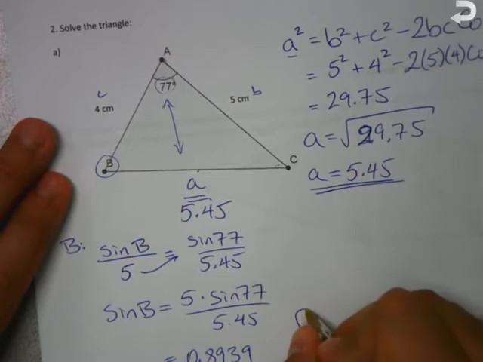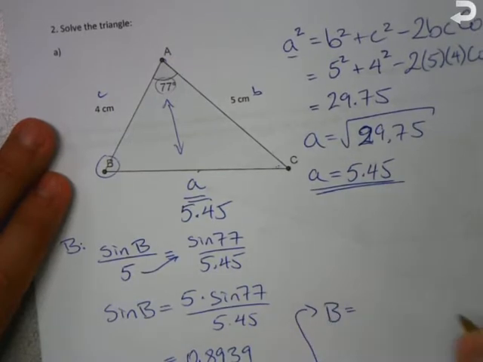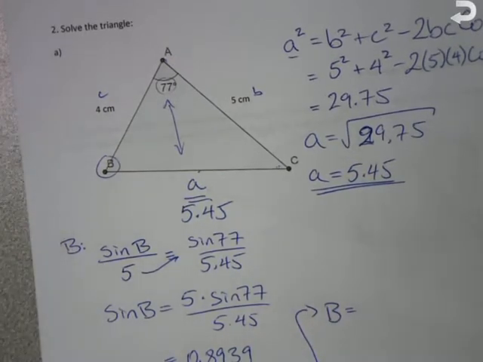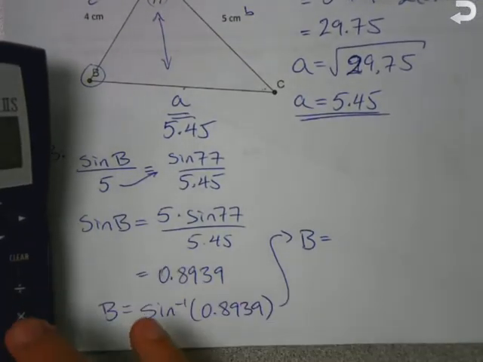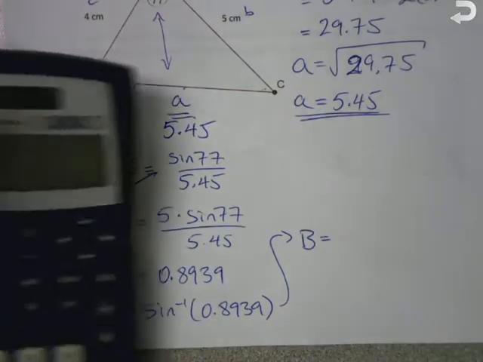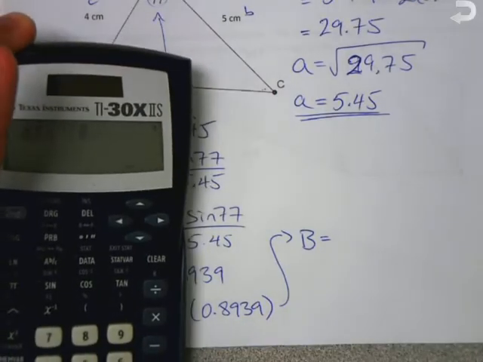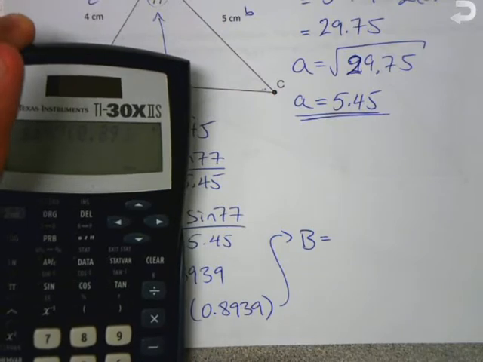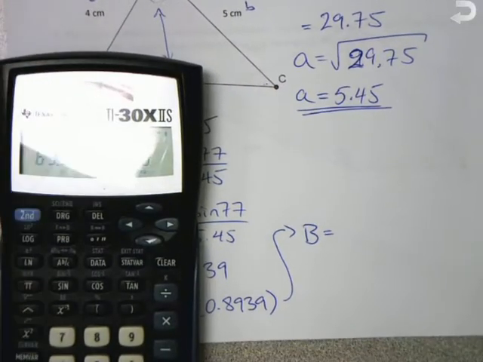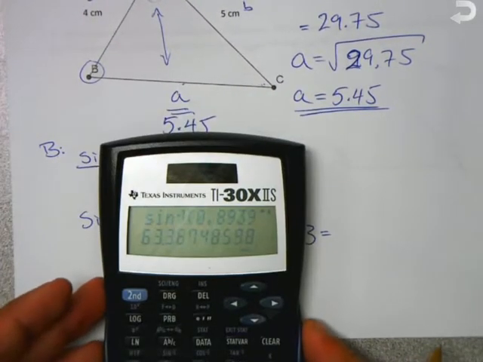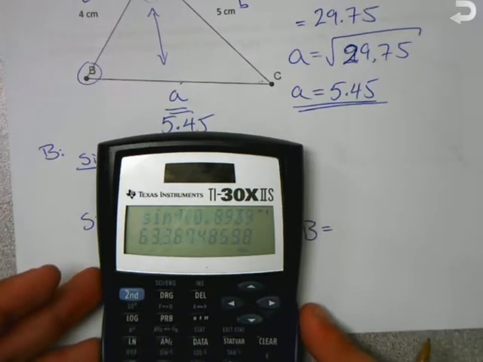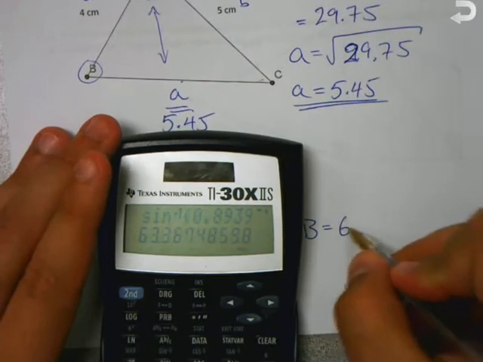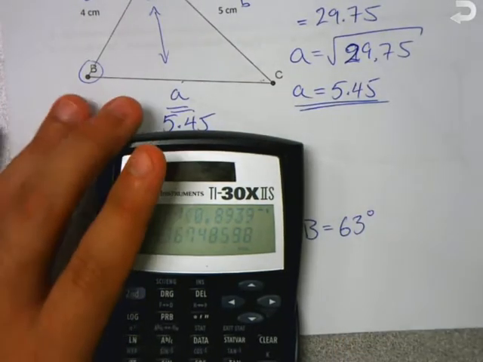Remember, when we know the ratio, we need to do sine inverse to find out the angle, right? So I'll do second sine inverse of 0.8939, and that answer is 63.37. And then remember, we always round angles to the nearest whole number, so we round it to 63 degrees.